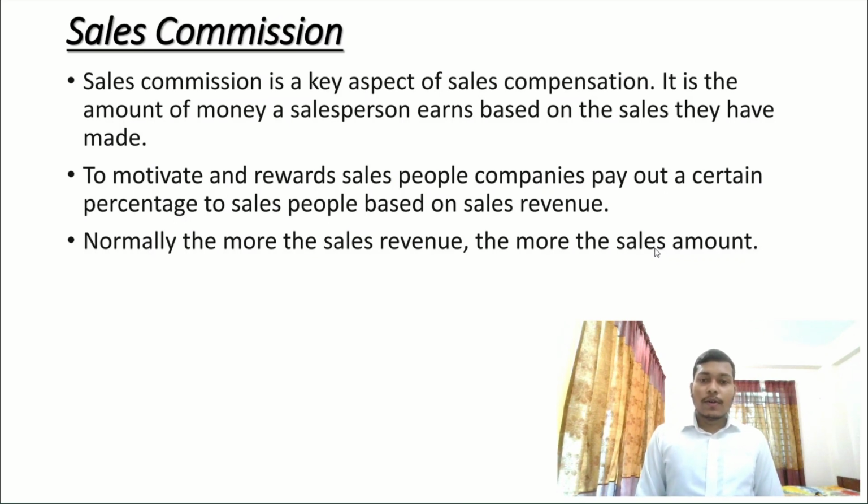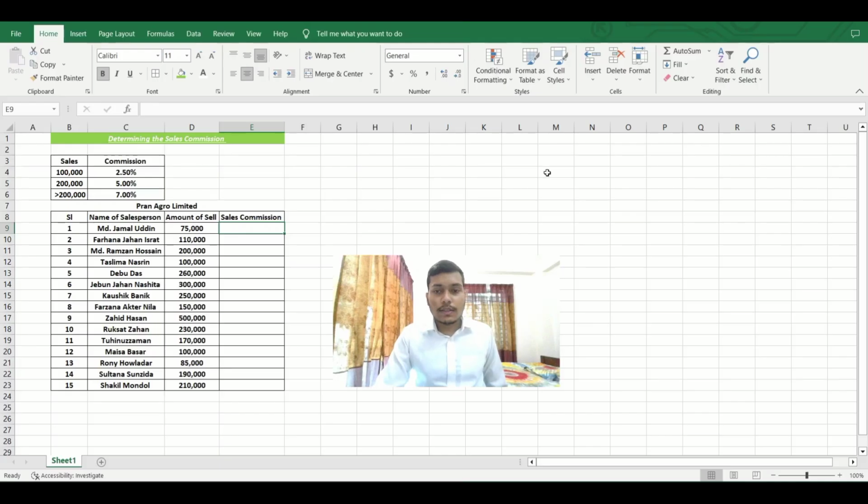To motivate and reward salespeople, companies pay out a certain percentage to salespeople based on sales revenue. Normally, the more the sales revenue, the more the sales amount. Let's look at the spreadsheet where sales and commission rates were provided. In the spreadsheet, you can see that the amount of sale was given. Now we need to compute commission for each individual salesperson.